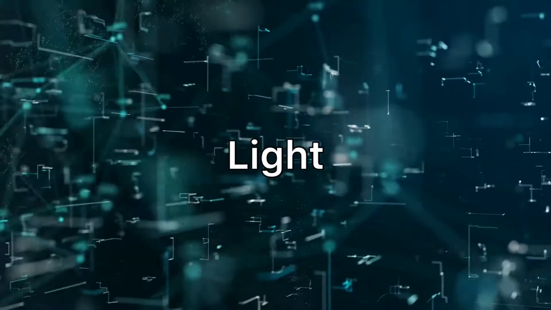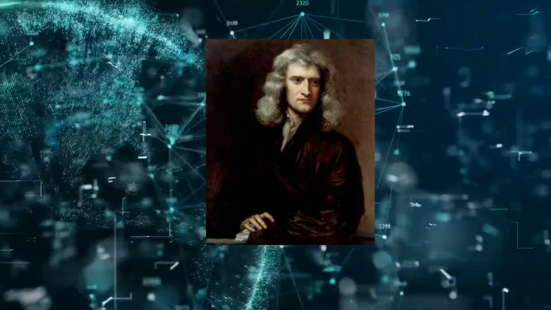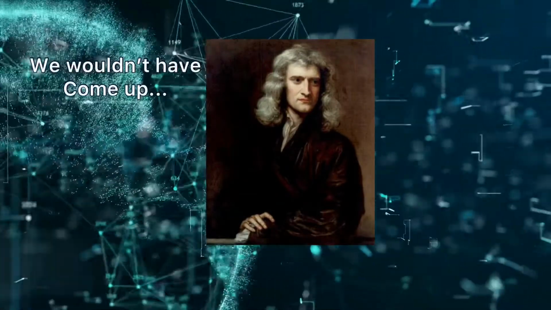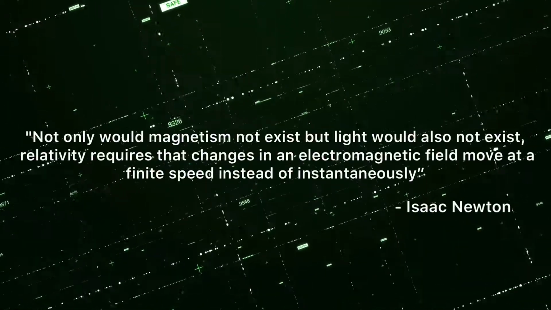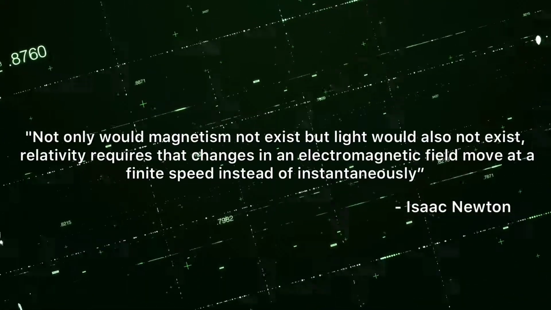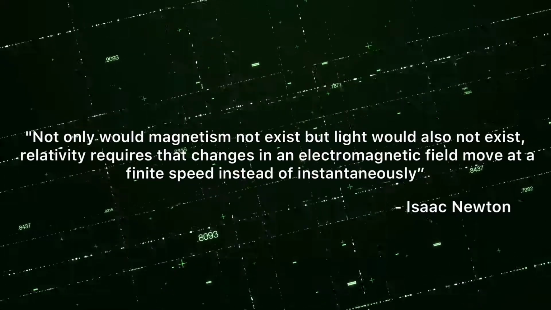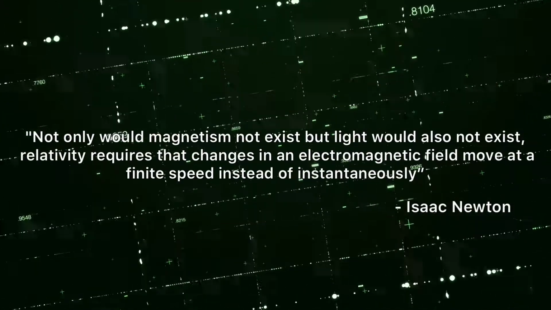Light. If Isaac Newton had been right in assuming that there is an absolute rest frame, we wouldn't have come up with a different explanation for light, because it wouldn't happen at all. Not only would magnetism not exist, but light would also not exist, because relativity requires that changes in an electromagnetic field move at a finite speed instead of instantaneously.